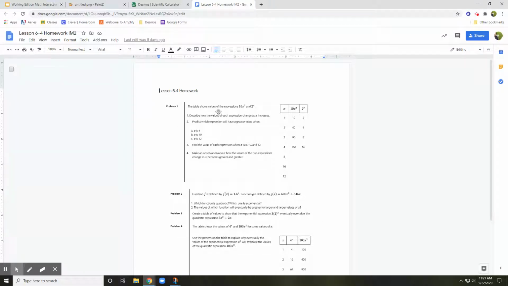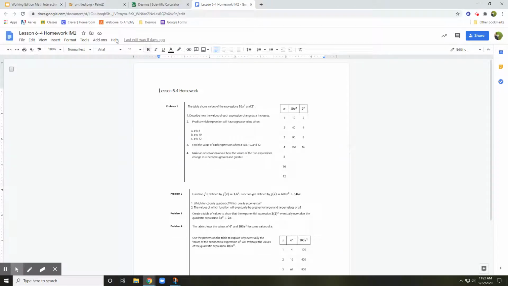So the first question says, the table shows the values for the expressions 10x squared and 2 to the power of x. So we're describing how the values of each expression change as x increases. Predict which one's going to have the greater value, and then we're going to find which one's going to have the greater value. All right? Make an observation about how the values of these two expressions change as x becomes greater and greater.